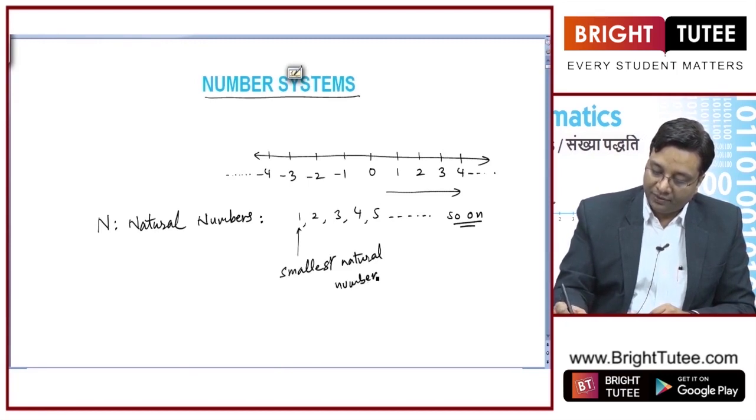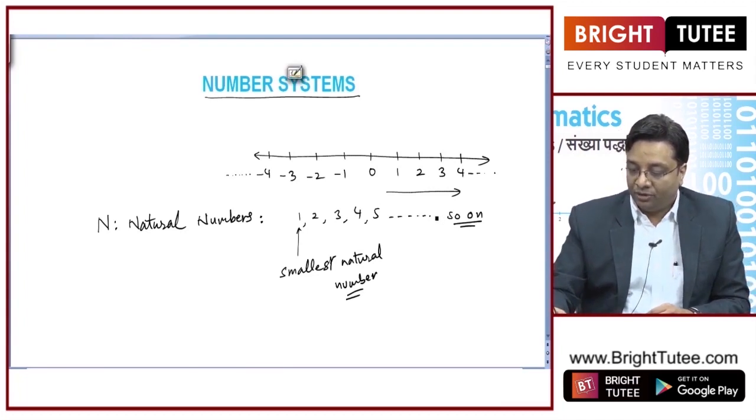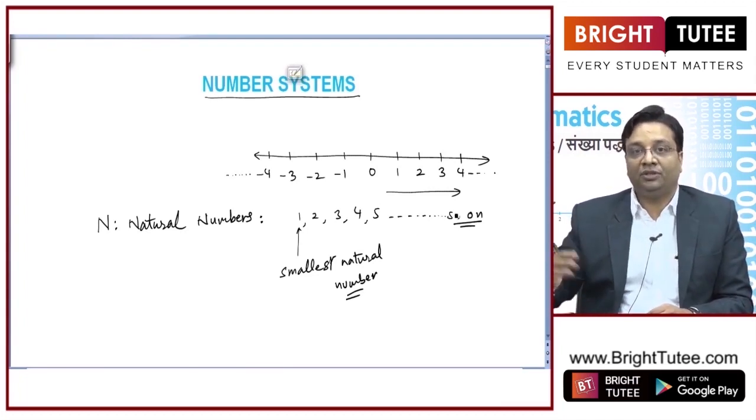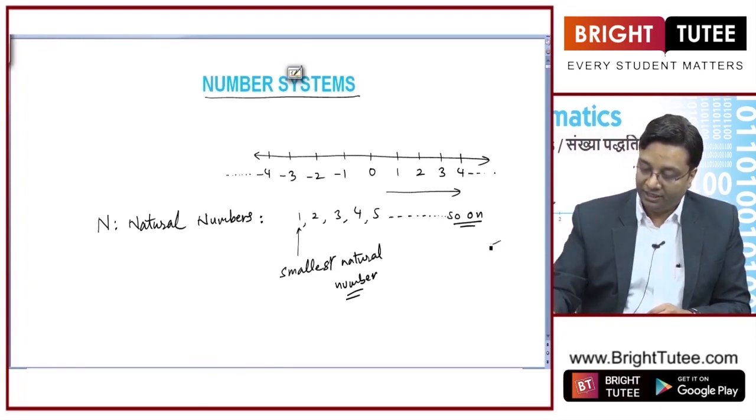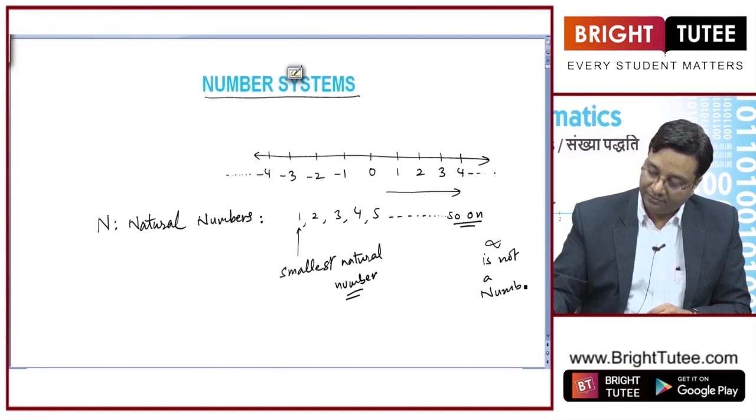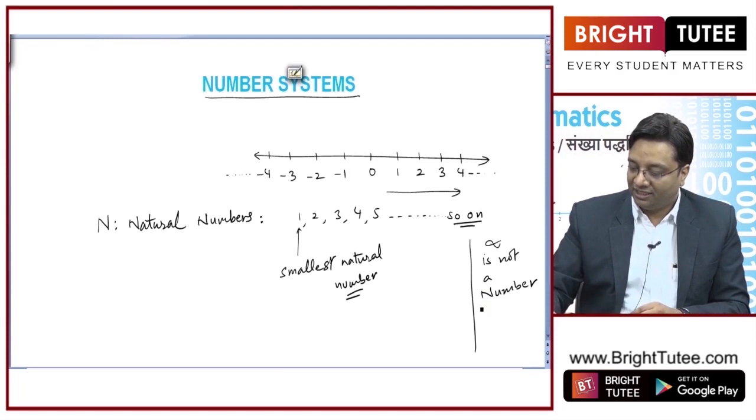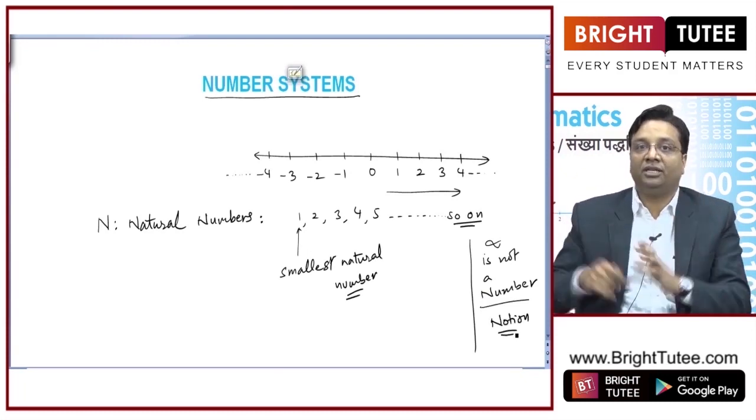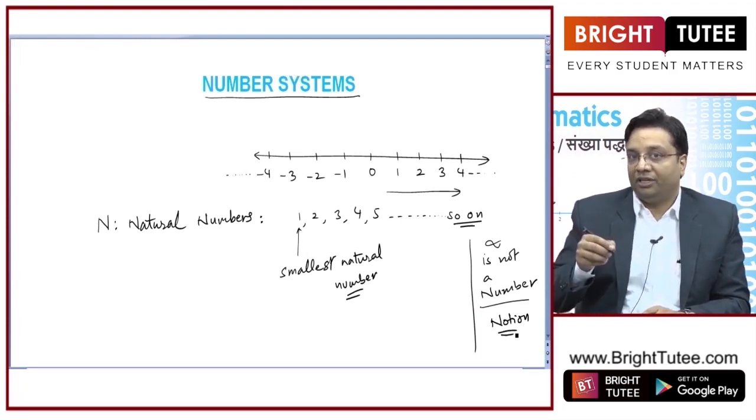Now if I ask you what is the largest natural number, as I told you that we go up to infinity, so you will say infinity, but it is wrong, right? Infinity is not a number. Infinity is denoted by this symbol here. If you want to say something, then we can say that infinity is just a notion, right? We can think about it, but we cannot write its exact value on our paper, right?